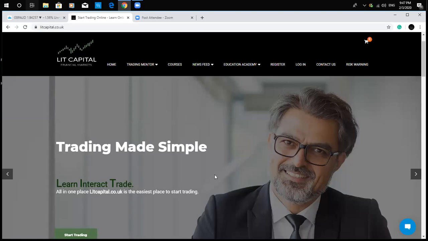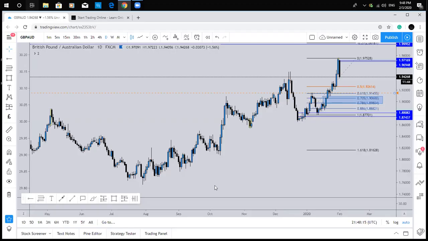Now, let's take a look at the charts for the week. Okay, guys, the first setup I'm going to look at this week is the pound Australian dollar. As we now know, with the UK having completed Brexit, it's very much all eyes on the pound this week.